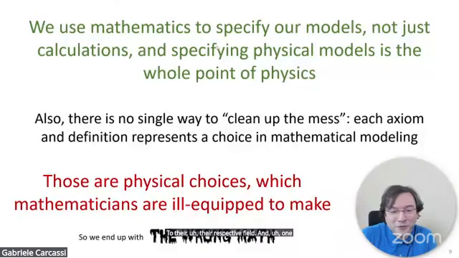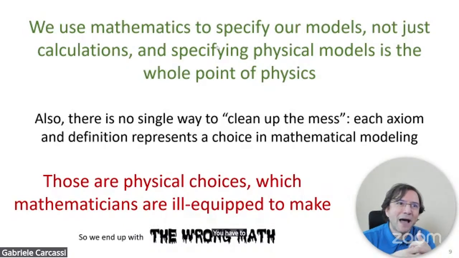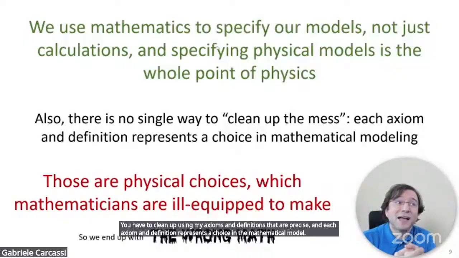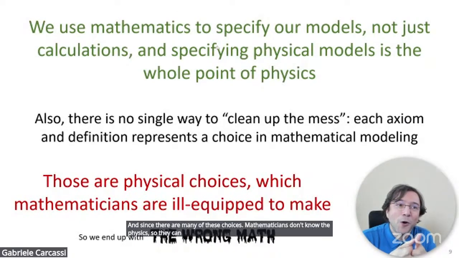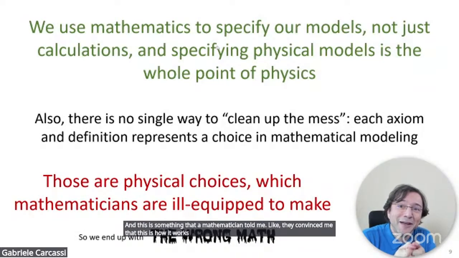And one of the fundamental problems is that there is no single way to clean up the mess, because once I give you a patchwork of ideas, you have to clean up using axioms and definitions that are precise, and each axiom and definition represents a choice in the mathematical modeling, which means a choice in the physics that you're going to be describing. And since there are many of these choices, mathematicians don't know the physics, so they can't tell you what is the correct choice to make. And this is something that mathematicians told me. They convinced me that this is how it works and it has to work.